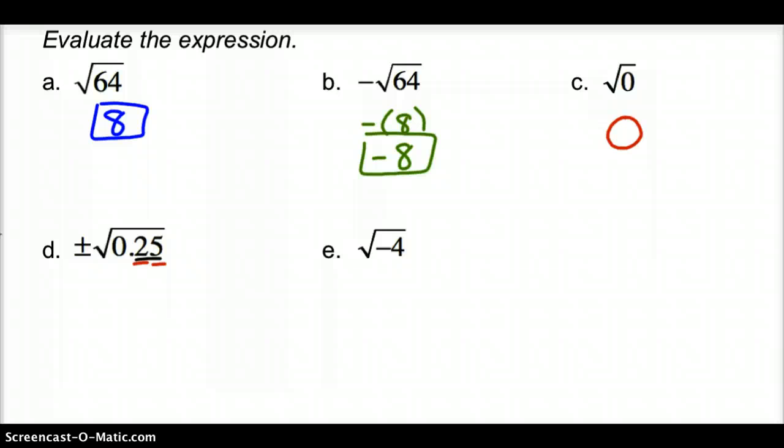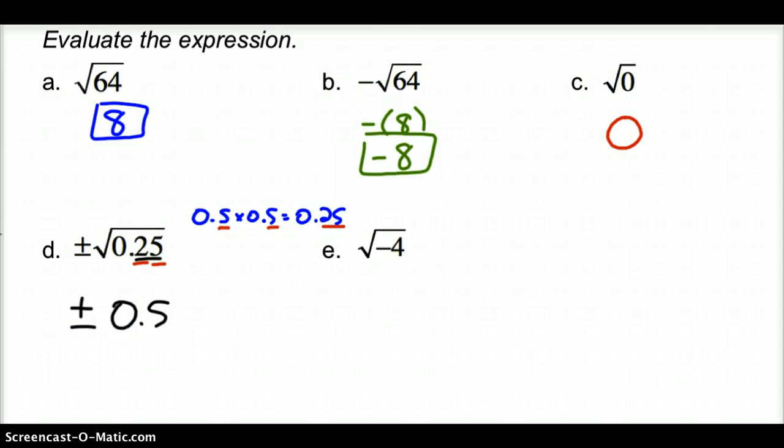Here's what I mean by this. First of all, we have to take into account the positive and the negative for our answer. And I can conclude that this is the same thing as 0.5 times 0.5 giving us 0.25, because there are two spaces to the right of the decimal in the question, and there are 2 spaces to the right of the decimal in the answer. And I know that 5 times 5 is 25. So my answer for this one is going to be plus or minus 0.5. A little bit tricky there, but hopefully we'll get another example here.